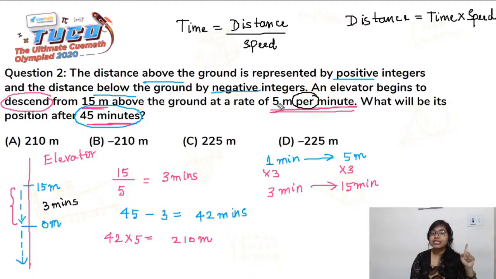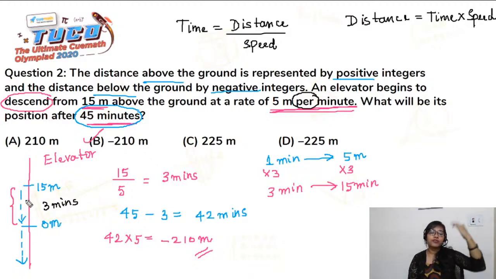Because in 1 minute, it is 5 meters. So in 42 minutes, it's 42 times 5, which is 210 meters. But this 210 meters is below the ground level, below the 0 meters. And we know that below the ground level, it is supposed to be negative integers. So this is going to be minus 210 meters. I'm sure that you must have understood by now. It's option B.